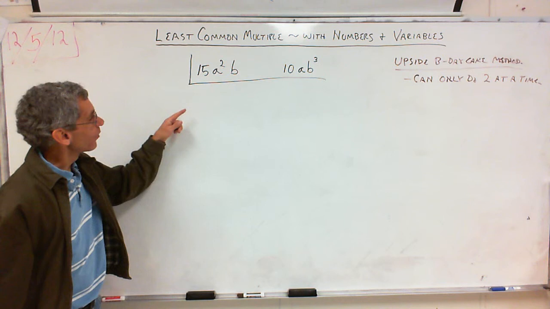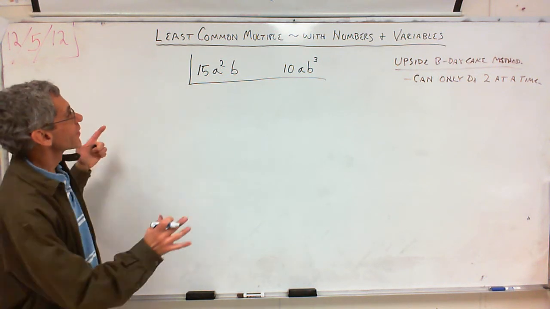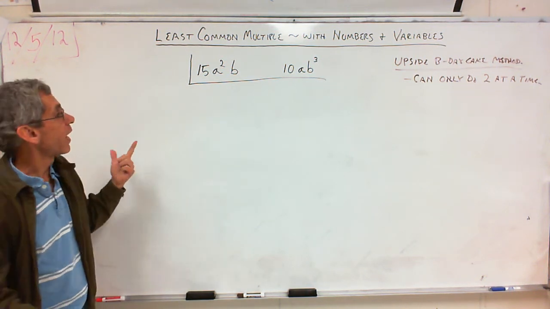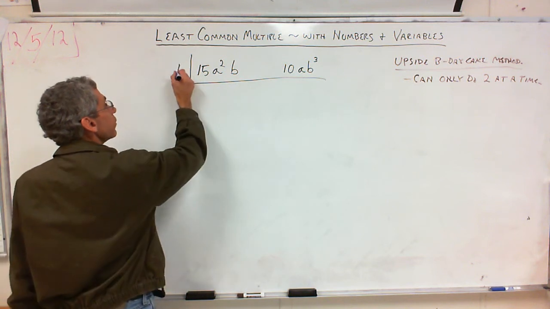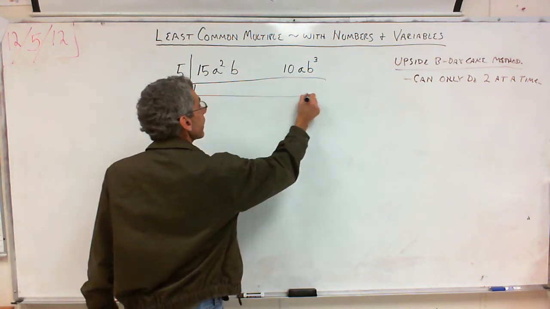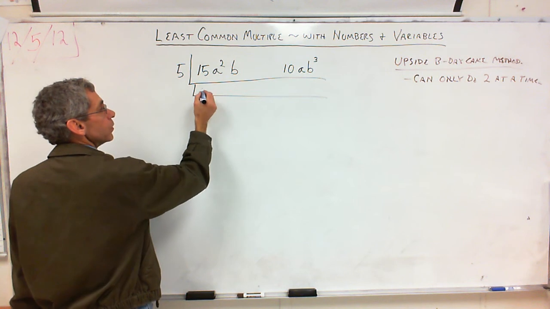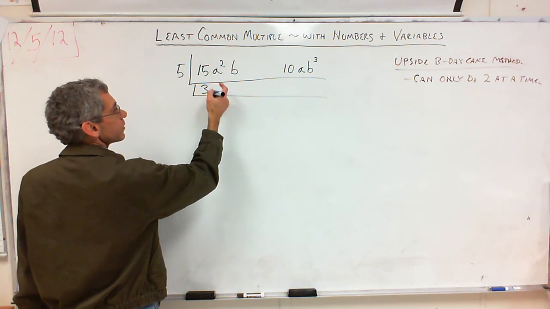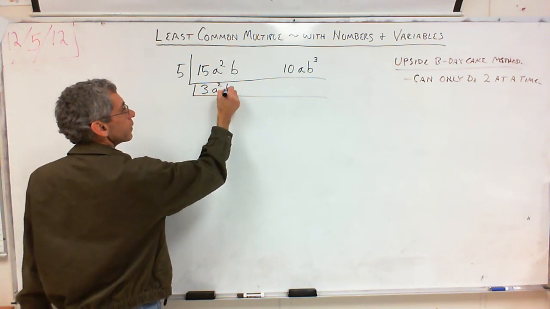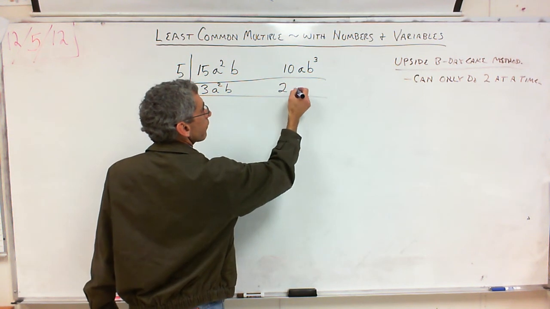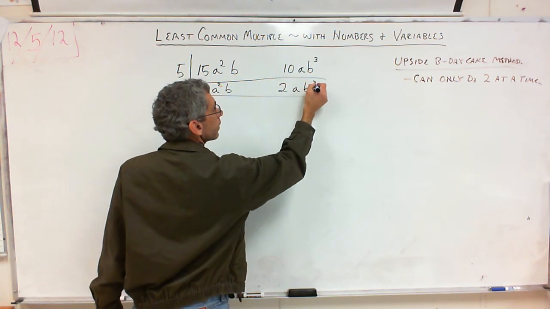Okay, so what do we do here? They both have 5 in them. 5 goes into both of them, right? So I can do 5. Let's see what I get. 5 goes into 15 how many times? 3. But I still have this stuff, so I have to keep writing that. 5 goes into this 2 times, and I still have this stuff, so I have to write it.